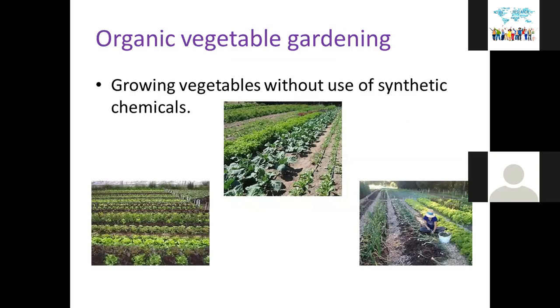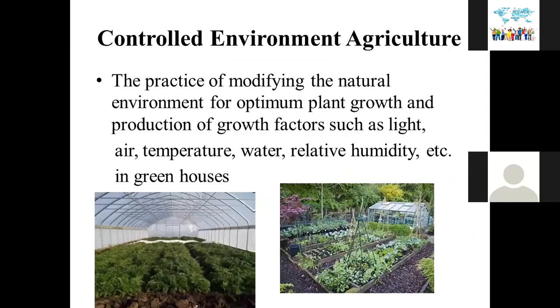Then we also looked at organic vegetable gardening, where I reminded you of vegetable farming that we had talked about before, where we said that you do not necessarily need to use synthetic chemicals to produce these vegetables. And that is known as organic vegetable gardening.